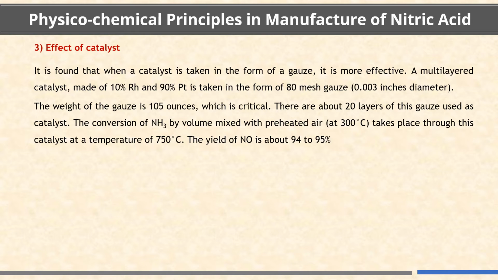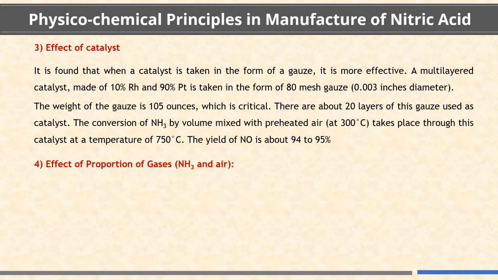The conversion of NH3 by volume mixed with preheated air at 300 degrees Celsius takes place through this catalyst at a temperature of 750 degrees Celsius. The yield of nitric oxide is about 94 to 95%.